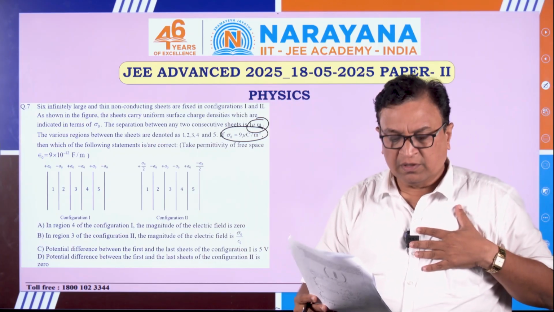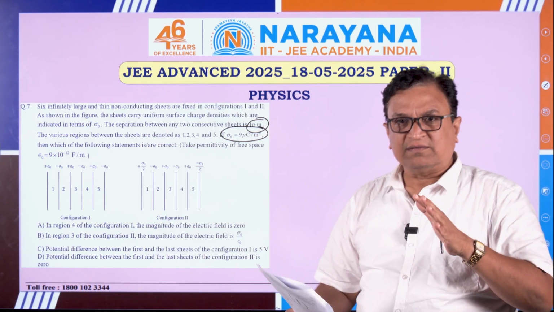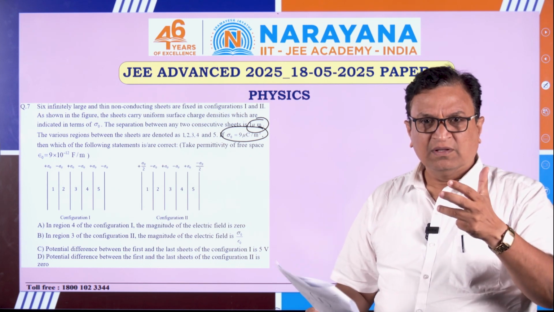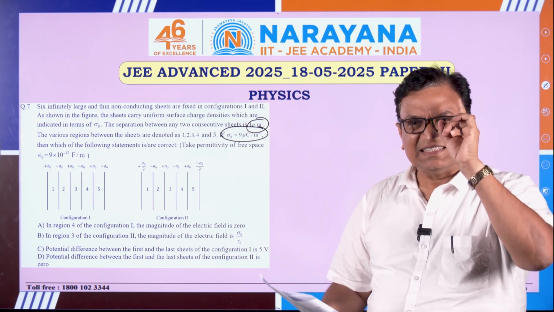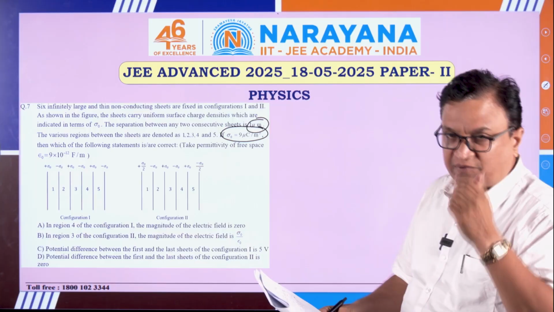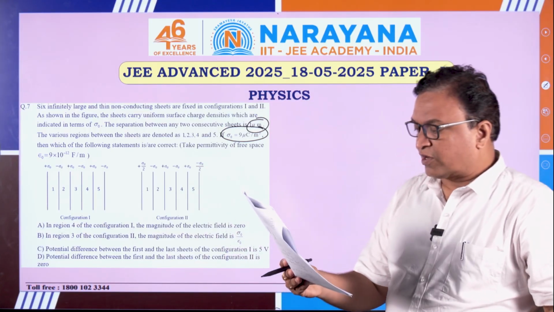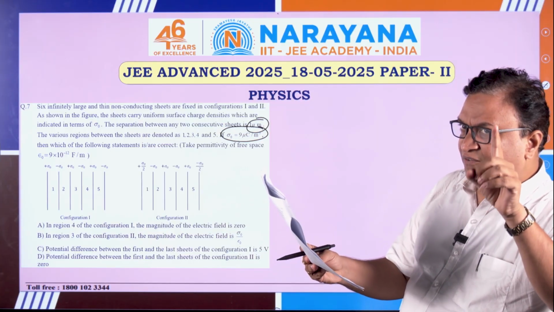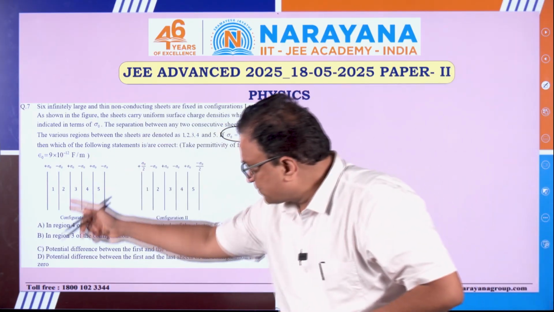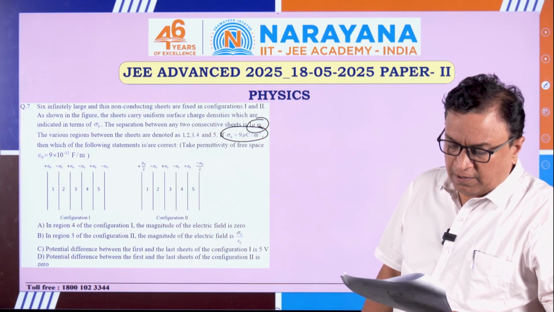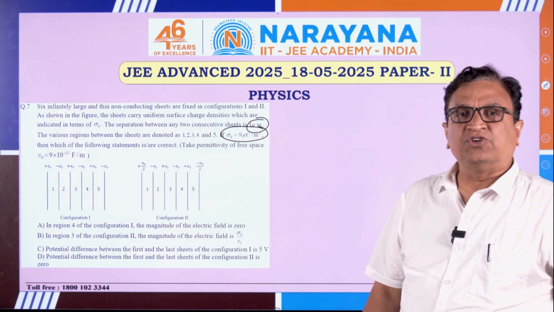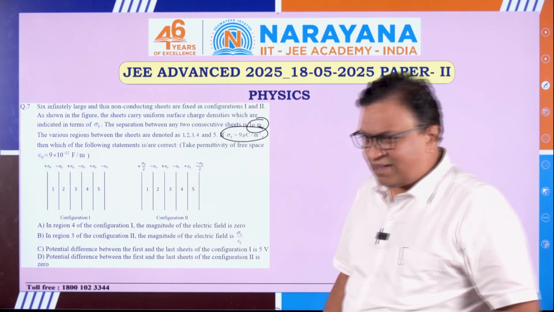Suppose I am a good student and I don't have time. I just want to close this in a single instant. Then go for option A. Option A: in region 4 of configuration 1, I mean this part, the magnitude of the electric field is 0. I will explain the way I operate this.